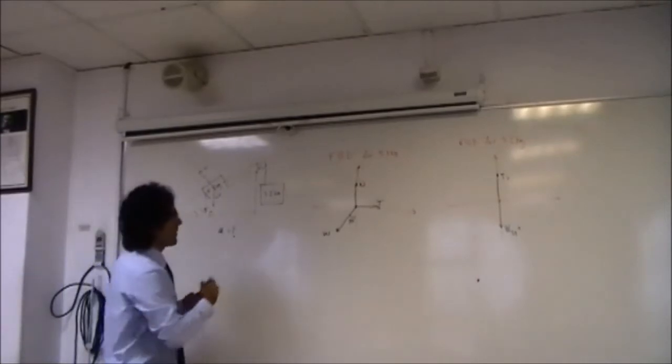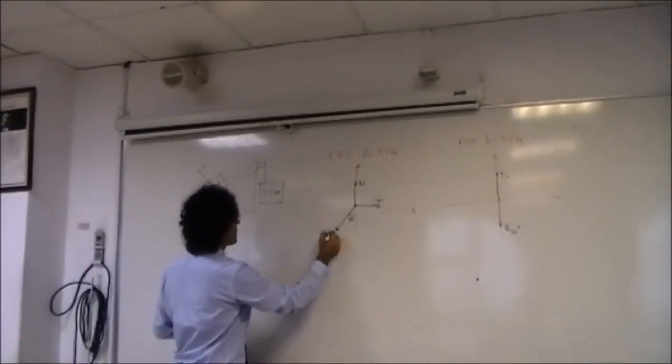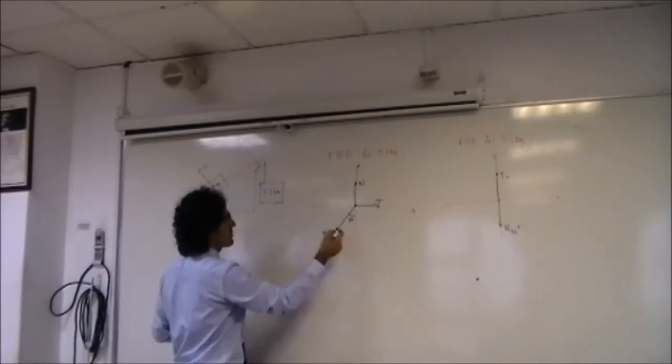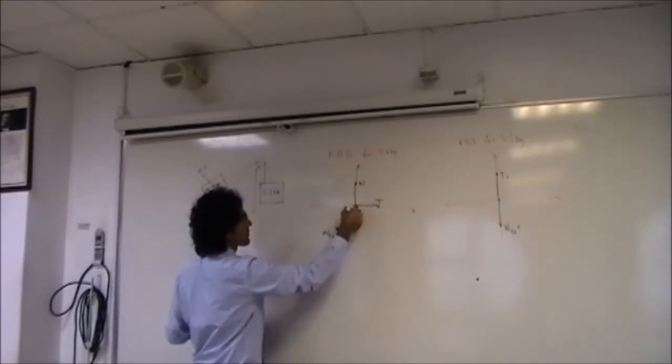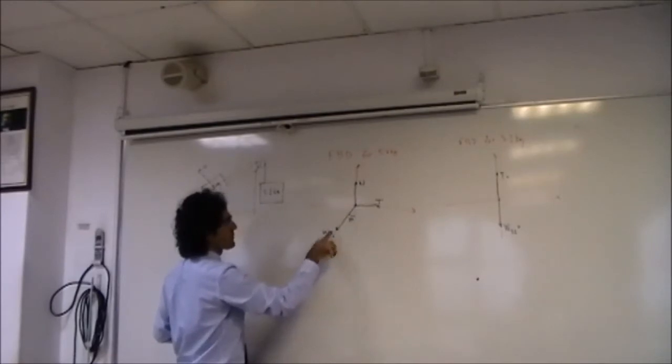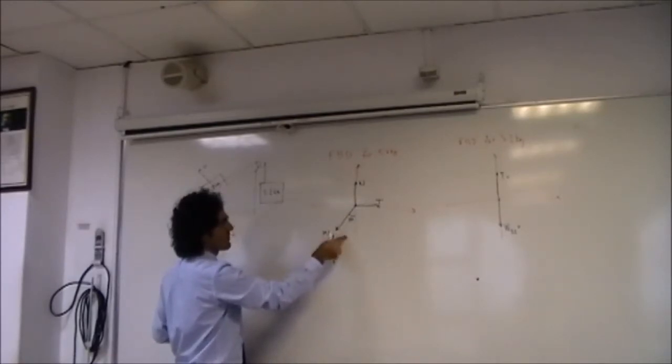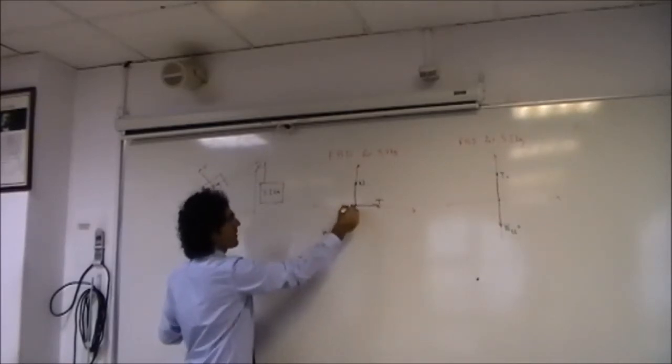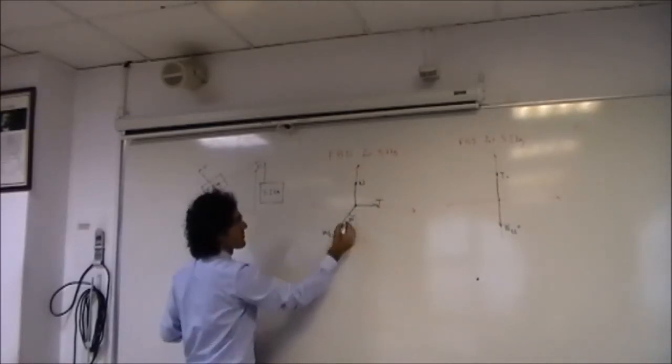So I need to find the weight first of all, the weight of the 5.7 kilogram object, and then I am going to find the components of this weight, because this weight is applied diagonally to the object, and I need to find the x and y components.